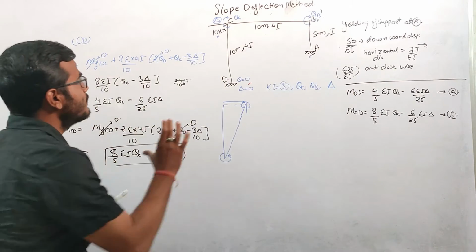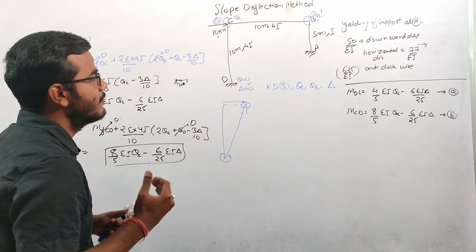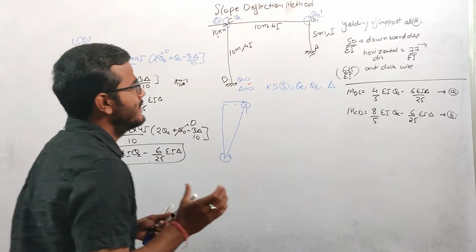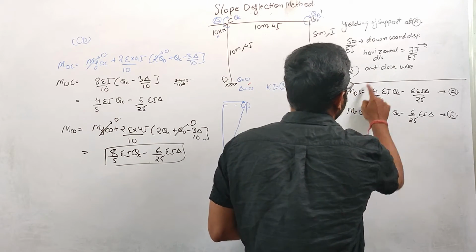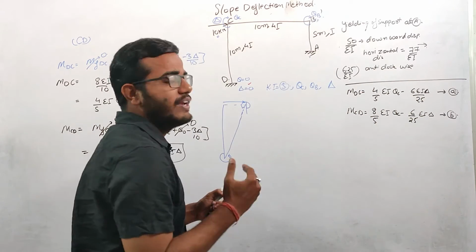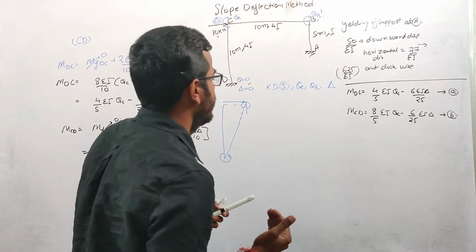So for this CD member, we have established the relation between force and displacement. Okay, so this is basically our force displacement relationship. This is basically internal force, and these are displacement components. Okay, so we have represented the force in terms of displacement, right?